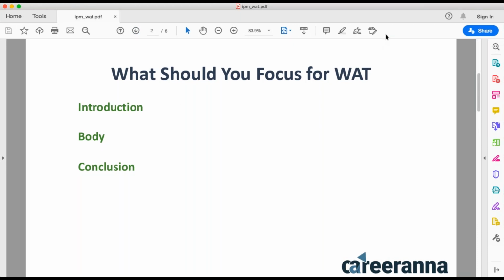As I said, the format of WAT is more or less very similar to your essay writing, and we all have written essays in our schools. And introduction, body, and conclusion is a standard framework within which we used to write essays, and that is something which we would continue to follow even in WAT. You will be required to write the WAT on PC. You are not required to write on paper, people. You have to type on your systems.